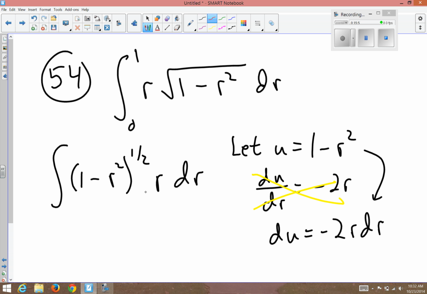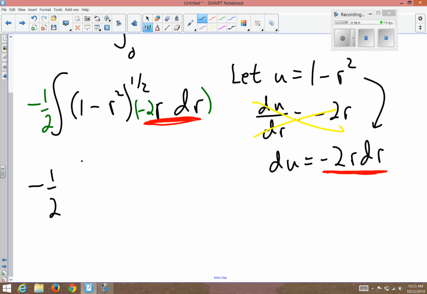So don't you wish this over here said negative 2r dr? I wish it did. Well, abracadabra. It does. The reciprocal of negative 2 is negative 1/2. So you are allowed to make a number up here, any number you want, as long as you also put in the reciprocal of that number out here. Negative 1/2 times negative 2 is positive 1. So negative 1/2, the integral of u to the 1/2 du.